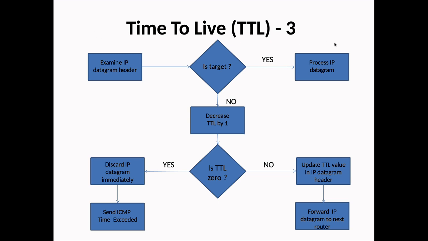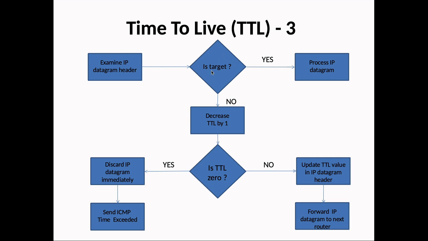From this flowchart, we are going to try and understand how IP datagrams are processed by a router, but strictly from the TTL point of view. Let's start from here. An IP datagram arrives in the router's queue and it picks it up for further processing. It looks at the IP header. Then the very first question to be asked here is: is this router the target device?